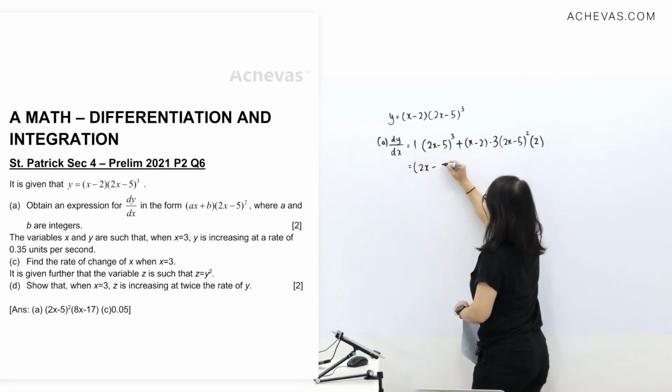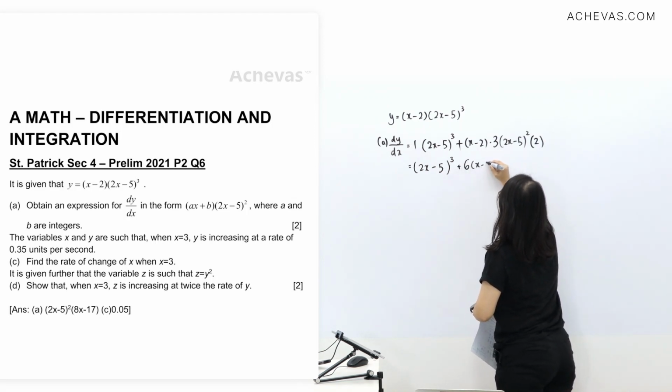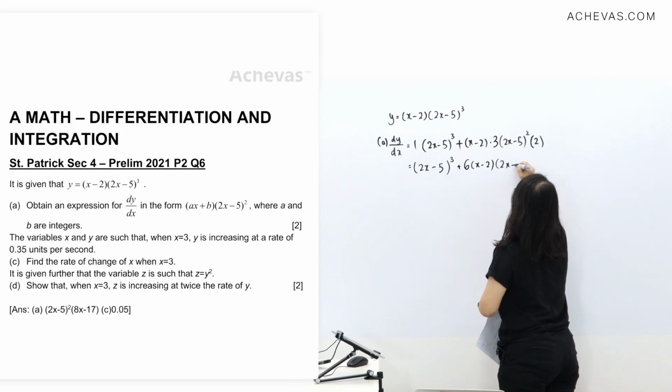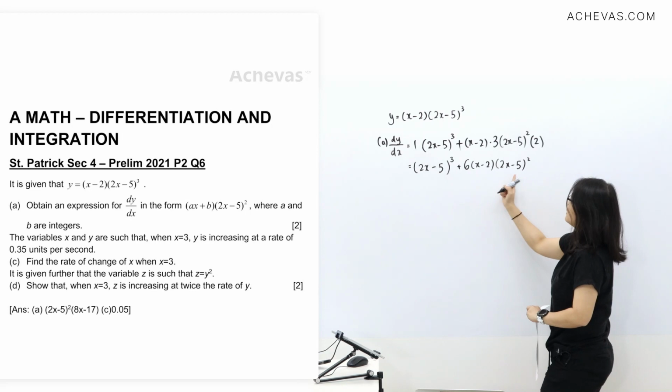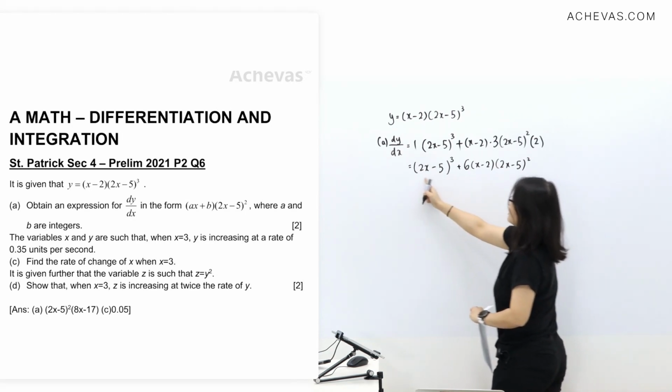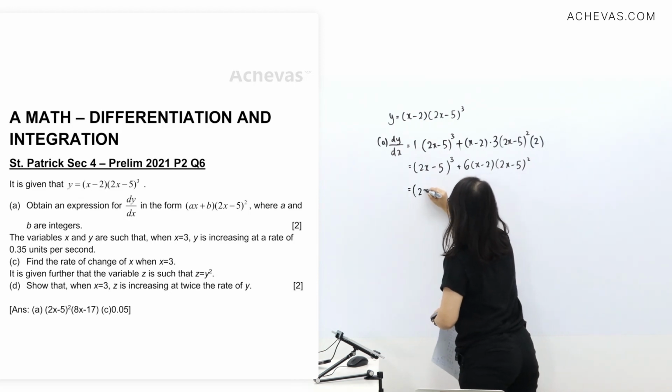Simplifying this expression, we have 2 times 3, 6 here. All right, referring to what form they want, they want the factorizing of 2x minus 5 out from this. So we have power 3 and power 2, so we can take power 2 out.